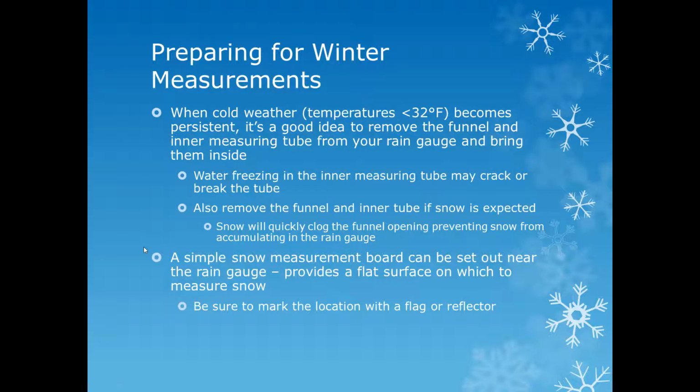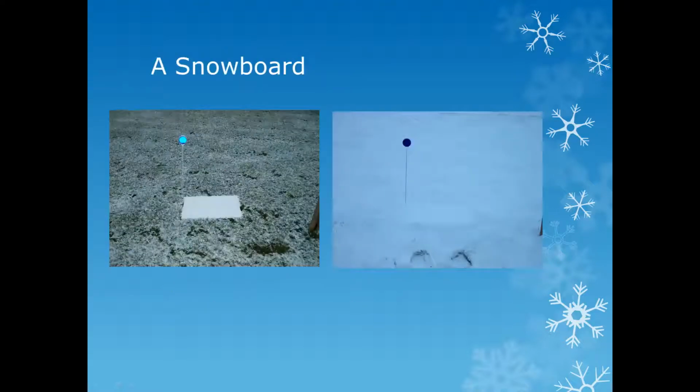And if you do use one, you want to be sure you mark the location with a flag or some sort of reflector. Here on the left is a snowboard with a little bit of snow on the ground. Probably, I wouldn't even know, that might be a tenth. And the board is clearly visible. You can see the reflector there marks the corner of the board.